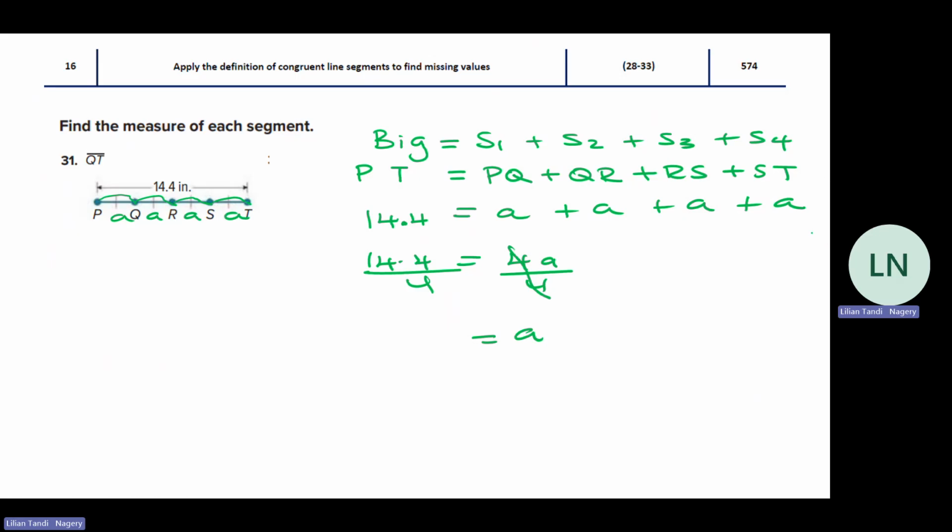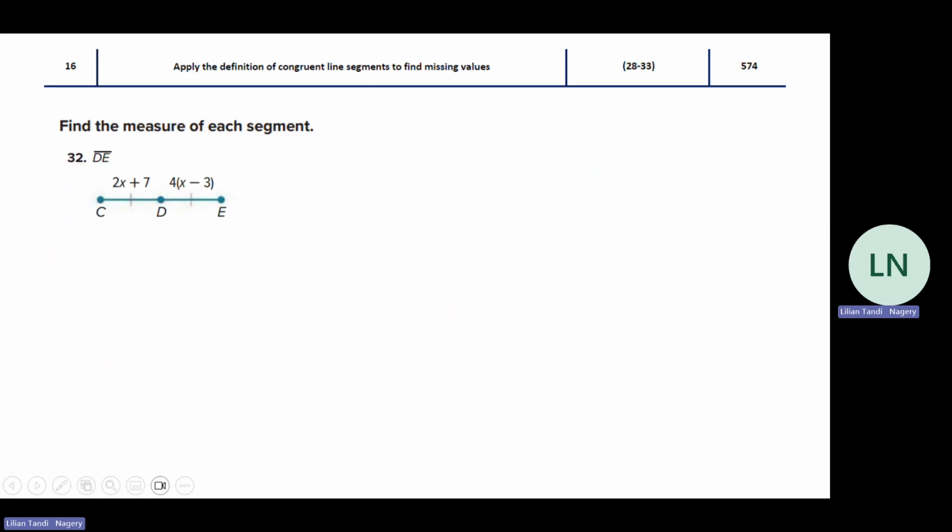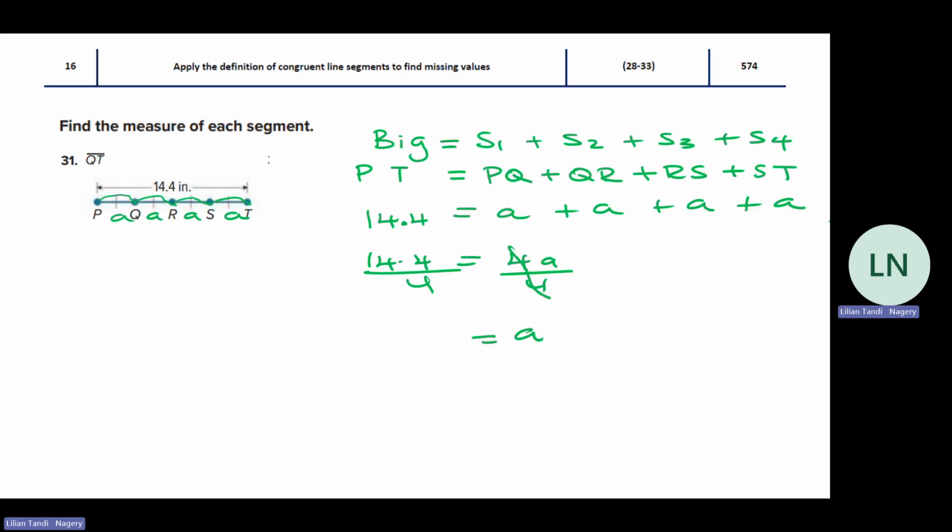No. That cannot be 4 and 2 tenths. 4 goes into 14 3 times, and then 24. Okay, so this will be 3.6, 3 and 6 tenths. Okay, 3 and 6 tenths.